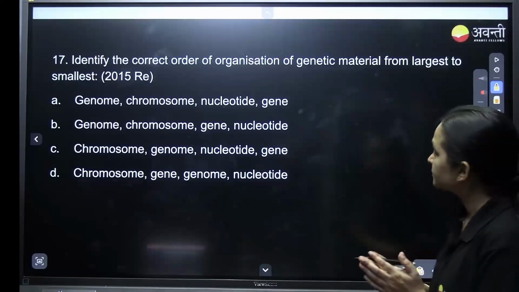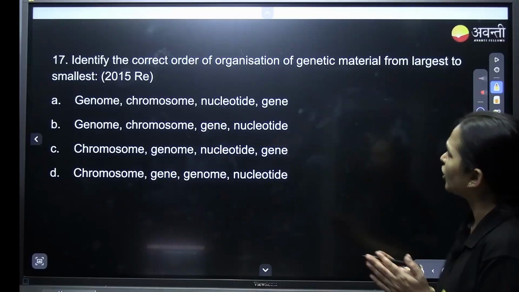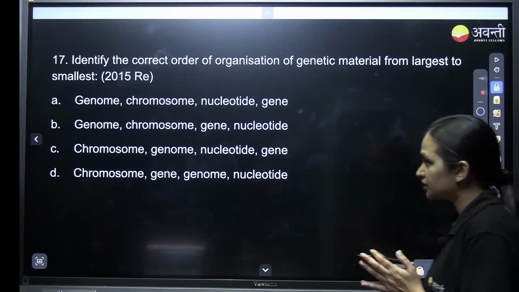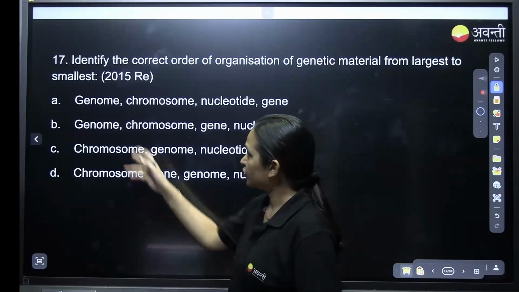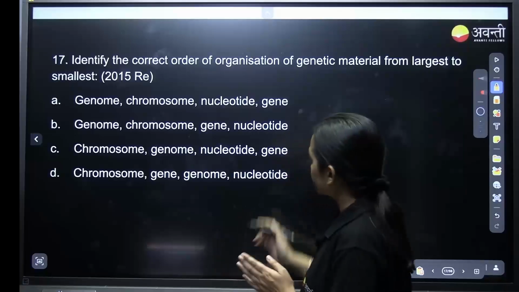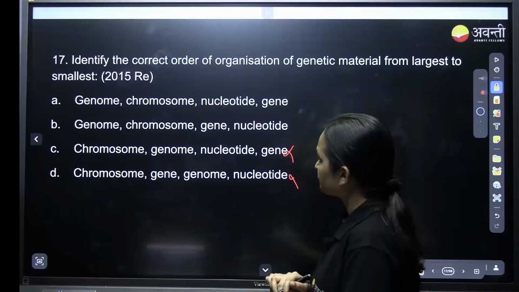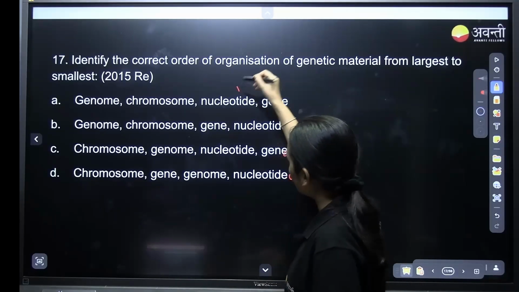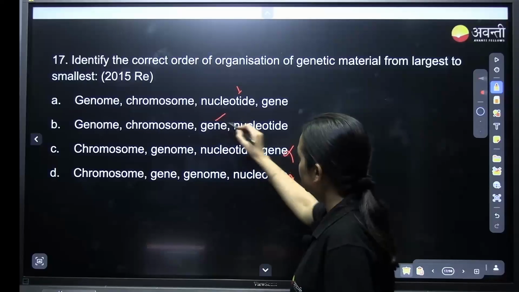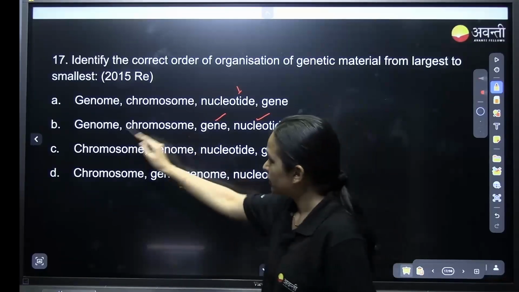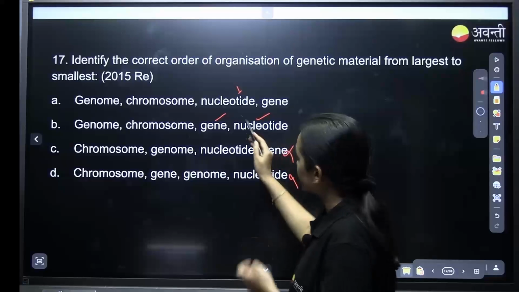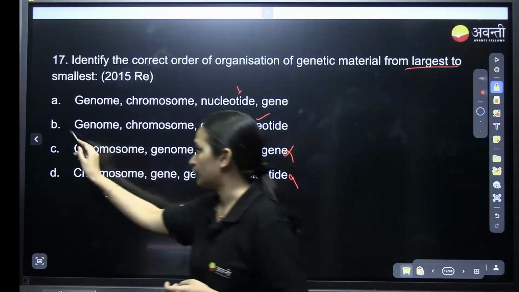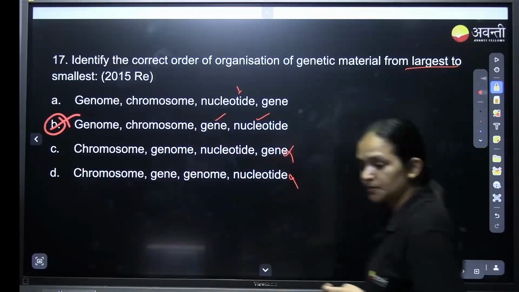Identify the correct order of organization of genetic material from largest to smallest. The largest is, of course, genome. So you can eliminate these two. Then comes the chromosome, then the gene, then the nucleotide. Nucleotide is just one, right? It is genome, chromosome, gene and nucleotide. We need to find the largest to the smallest. Yes, B for Bombay is the correct answer. Any doubts?